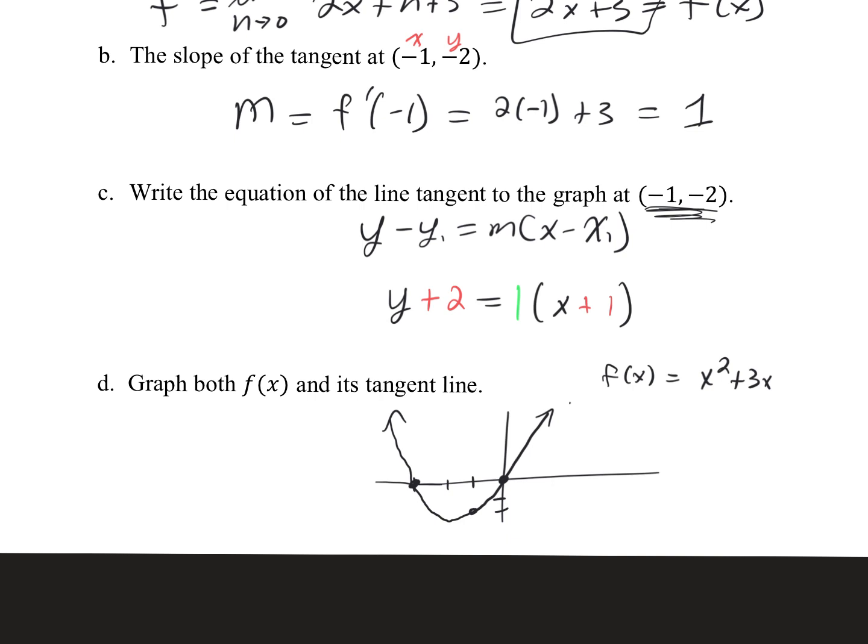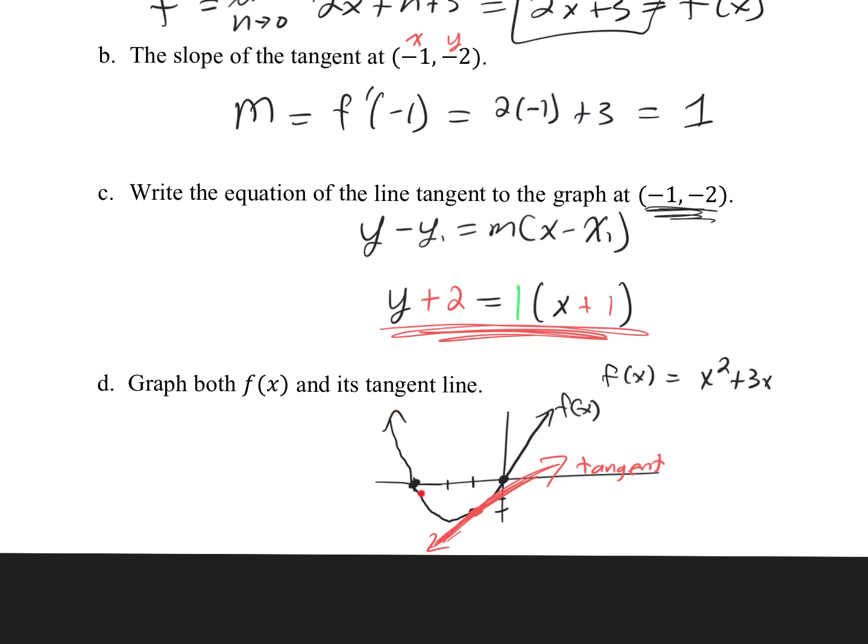So what we just graphed was f of x. Then we could draw in a line that goes through the point negative 1, negative 2, and it needs to have a slope of 1. So something like this. Again, this is just a rough sketch, but the idea of what we have just computed, let me label this as the tangent.